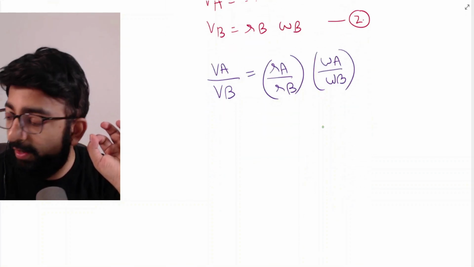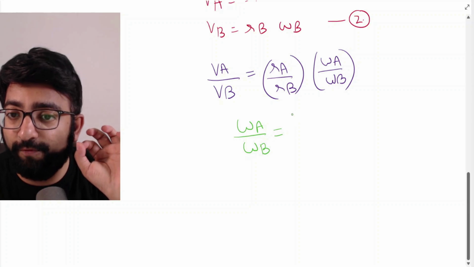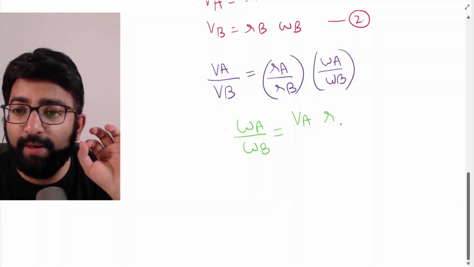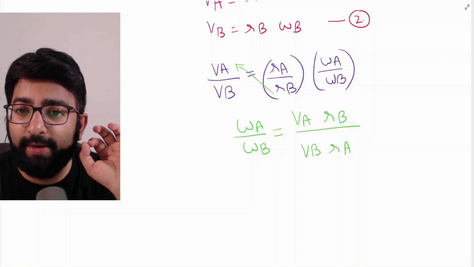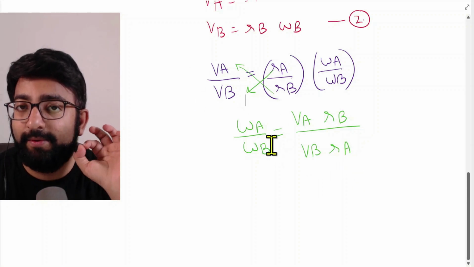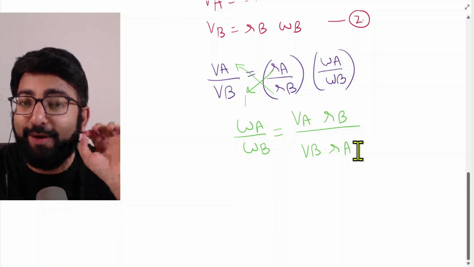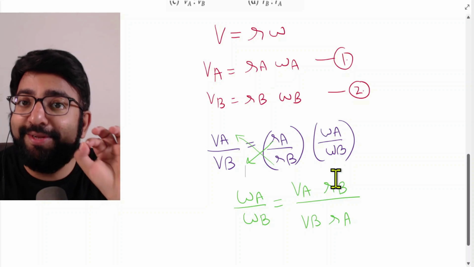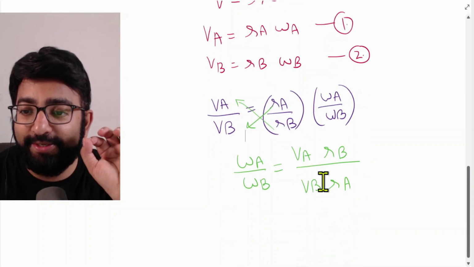So all we need to do is cross multiply and make omega A divided by omega B the subject. So we will get VA into RB divided by VB into RA. All we have done is cross multiply so that we make omega A by omega B the subject, which means this should be the answer. And this is where students get stuck. Although the approach is absolutely perfect, if you look at the options, none of these options matches this.